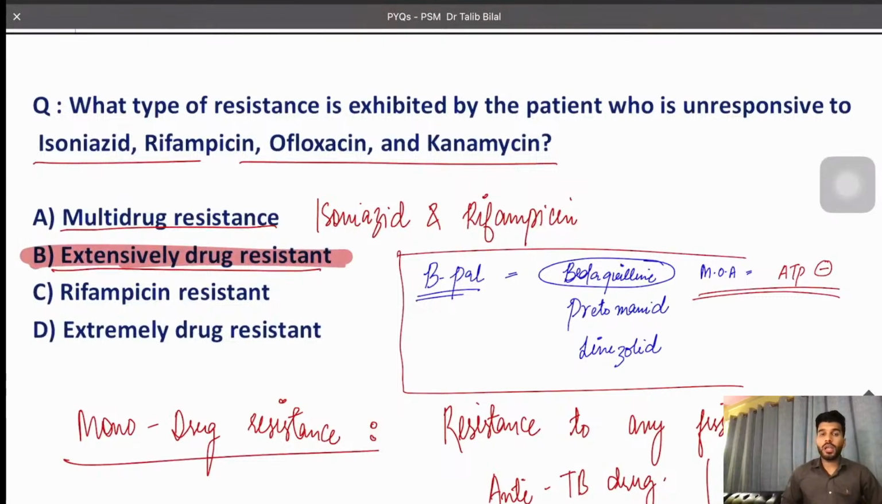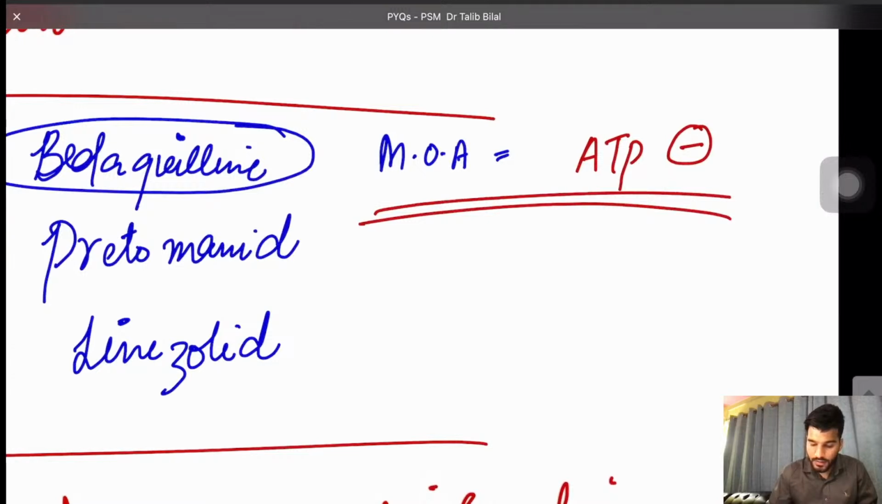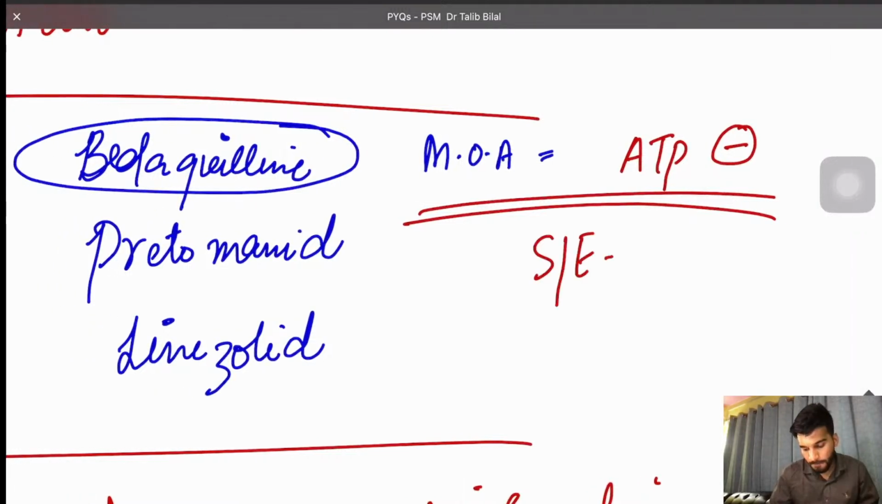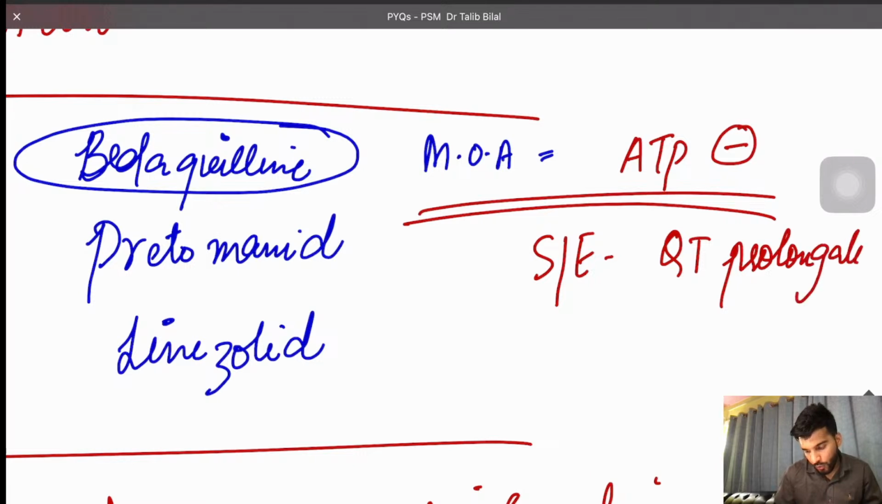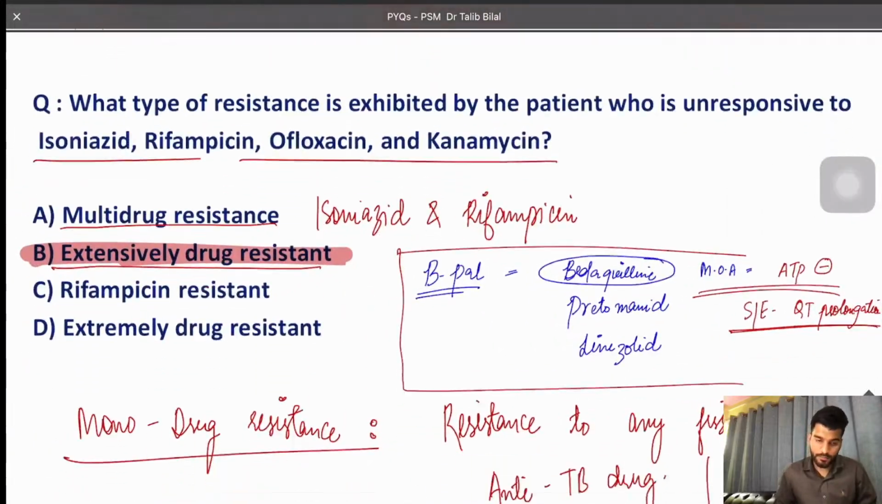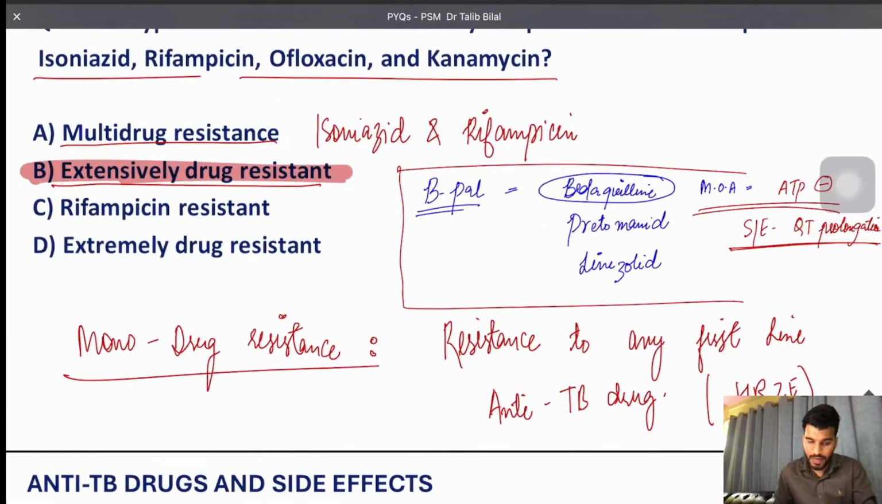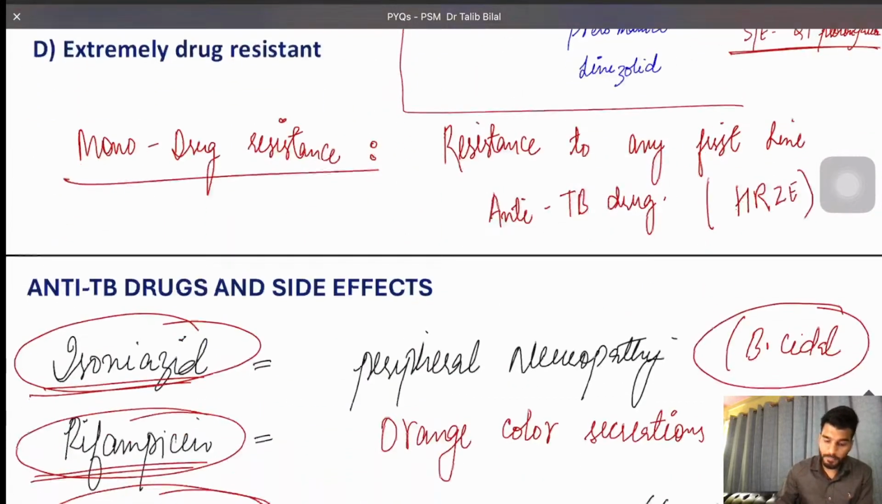Okay, so that is all about TB. Remember, the side effect is QT prolongation. And also it's a cardiotoxic drug, bedaquiline. Is that clear? And we have a TB surveillance system called Nikshay.